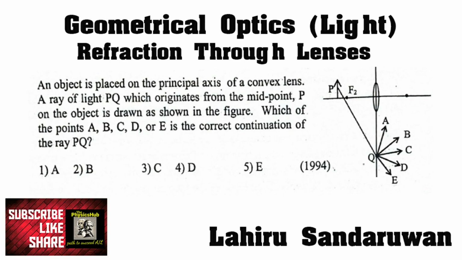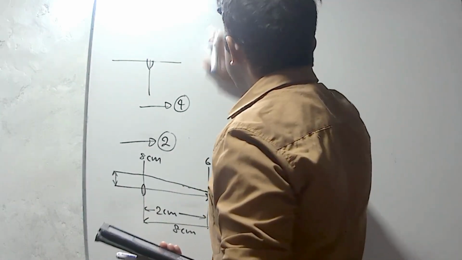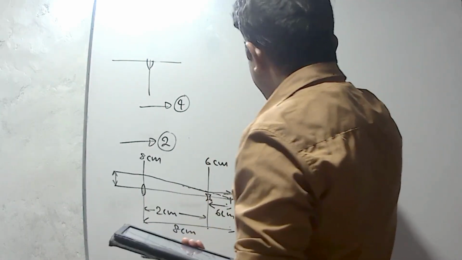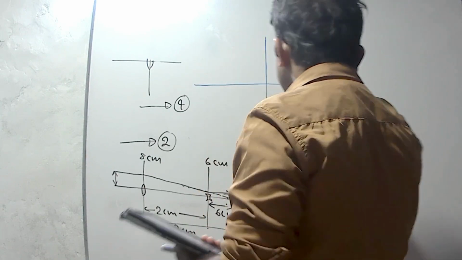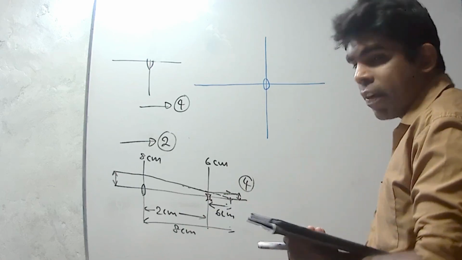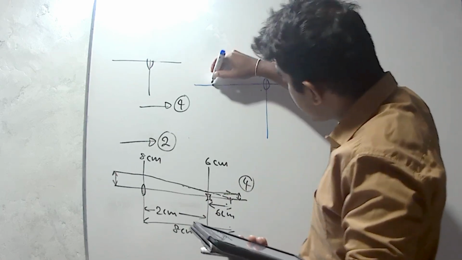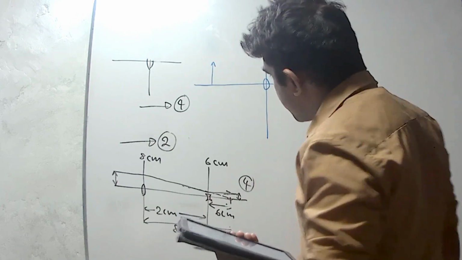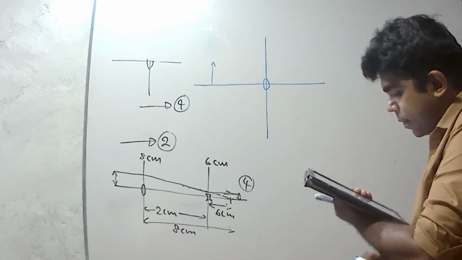An object is placed on the principal axis of a convex lens. A ray of light PQ, which originates from the midpoint of the object, is drawn as shown in the figure. Which of the points A, B, C, D or E is the correct continuation of ray PQ? Now we have to construct the ray diagram on original paper. Sometimes we will not be able to get the correct answer by using the given figure. You can remember the method.